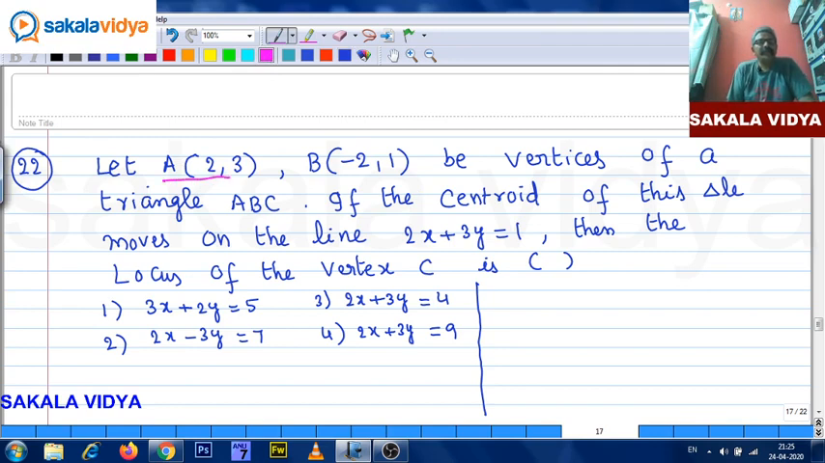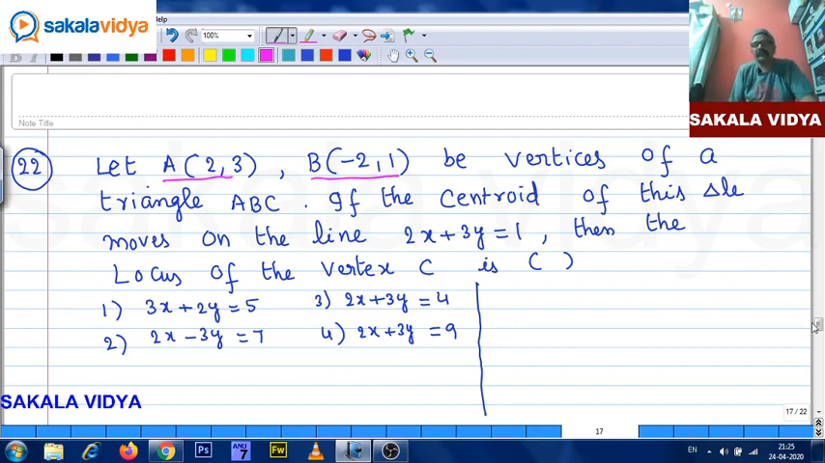Here A(2,3), B(-2,1) are the vertices of triangle ABC. This time it is the centroid of the triangle, not the vertex C, that moves on the line 2x plus 3y equals 1. Then we need the locus of the vertex C. Say C is equal to (x,y). We need to find the centroid and substitute it in the given line. Then you get the answer.